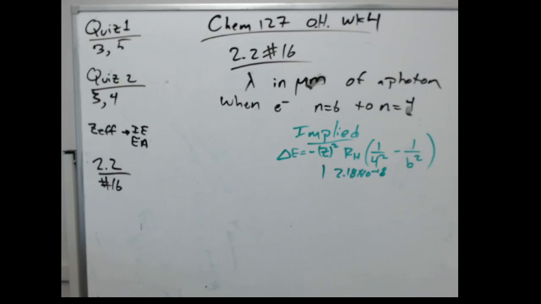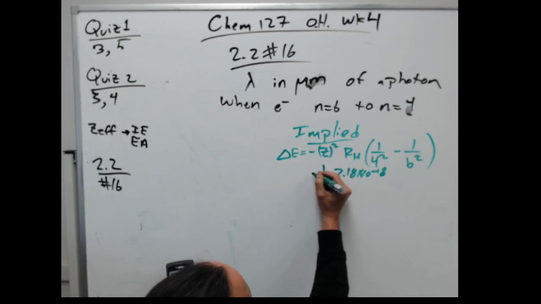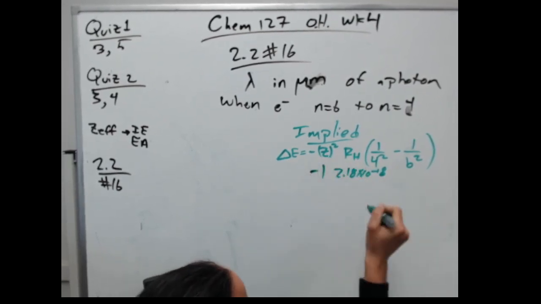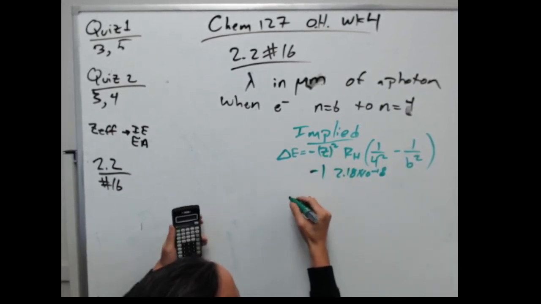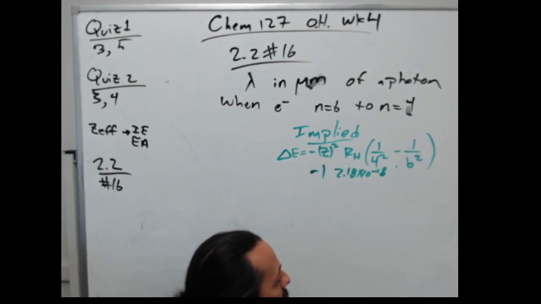Let's go ahead and do 1/16 minus 1/36 times 2.18 times 10 to the minus 18. Why isn't that negative, the 2.18? Oh, it should be, sorry. Negative, because I just dropped my negative when I was bringing things down. Because sometimes it isn't negative, like when it's the absolute value of it. Yeah, and I'm going to do the absolute value step next.